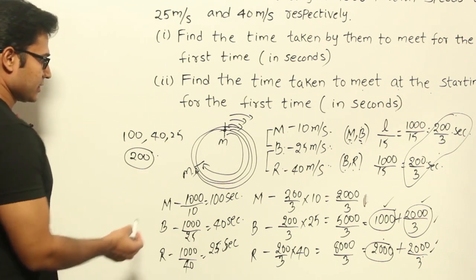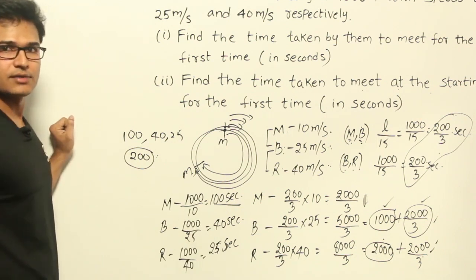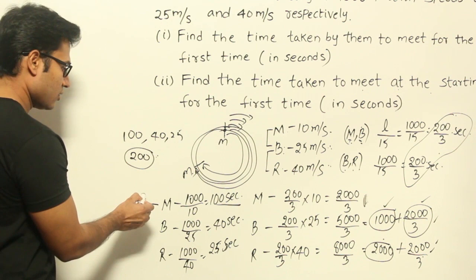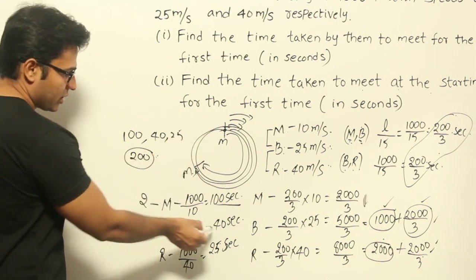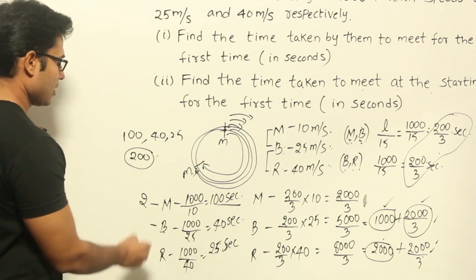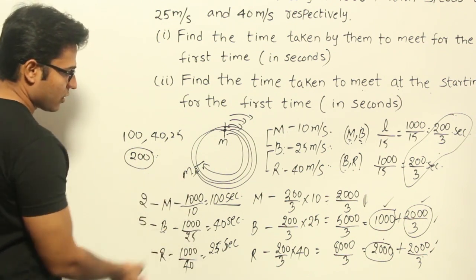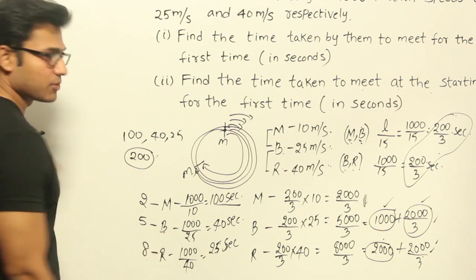So if you have to analyze it, see this. Now since for one round Murali is going to take 100 seconds, in 200 seconds Murali would have covered 2 rounds and he would have reached the starting point, right? And in 40 seconds Balu would have covered 5 rounds and he would have reached the starting point. And then Ravi would have covered 25 means 8 rounds and you have reached the starting point, right?